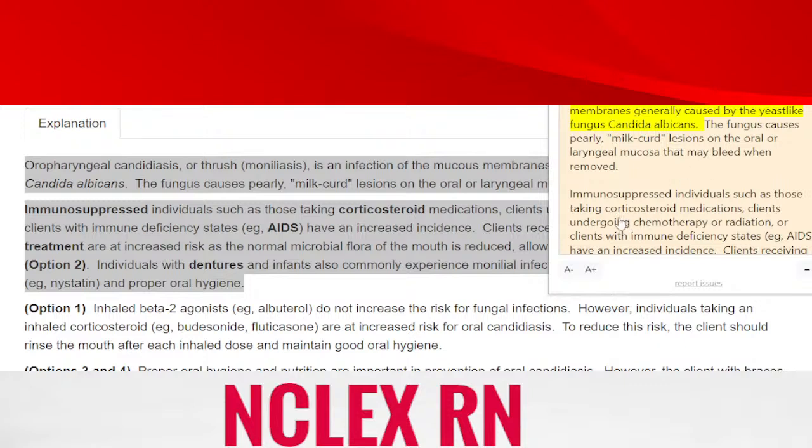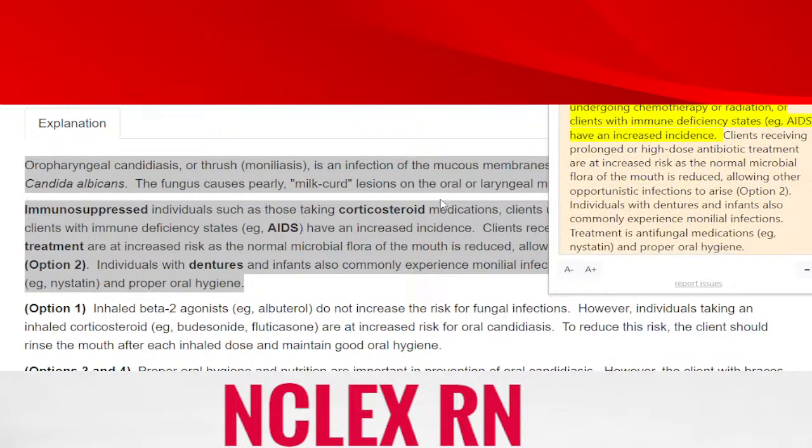Oropharyngeal candidiasis, or thrush, moniliasis, is an infection of the mucous membranes generally caused by the yeast-like fungus Candida albicans. The fungus causes pearly, milk-curd lesions on the oral or laryngeal mucosa that may bleed when removed. Immunosuppressed individuals such as those taking corticosteroid medications, clients undergoing chemotherapy or radiation, or clients with immune deficiency states, e.g., AIDS, have an increased incidence.